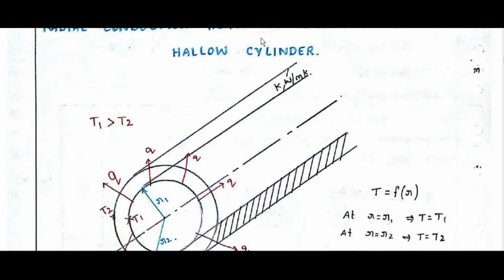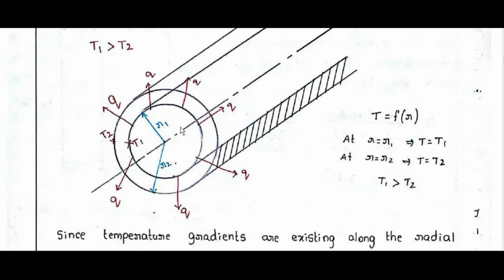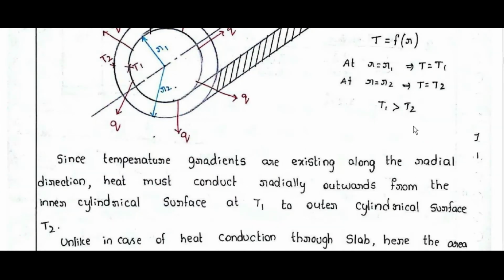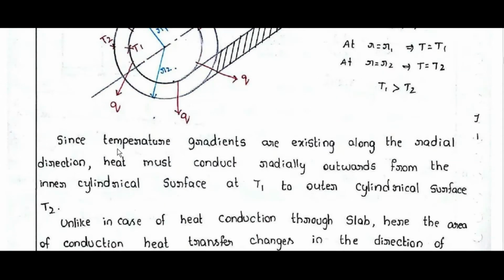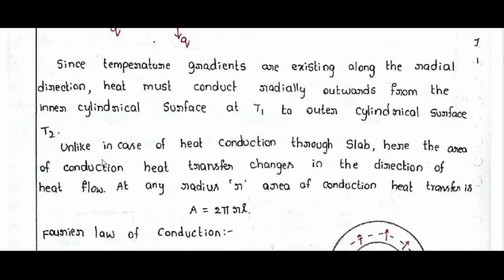Radial conduction heat transfer through a hollow cylinder. T1 greater than T2, Q, R1, R2. T is equal to f of r; at r is equal to R1, T is equal to T1; at r is equal to R2, T is equal to T2; T1 greater than T2. Since temperature gradients are existing along radial direction, heat must conduct radially outwards from inner cylindrical surface at T1 to outer cylindrical surface at T2.